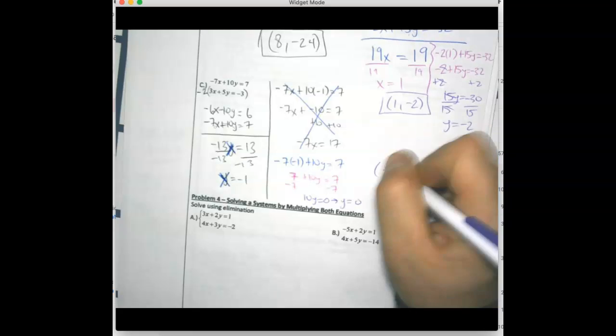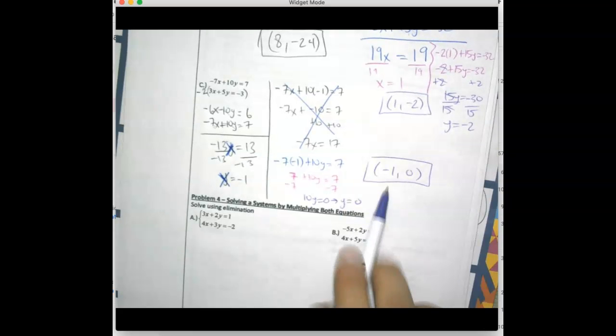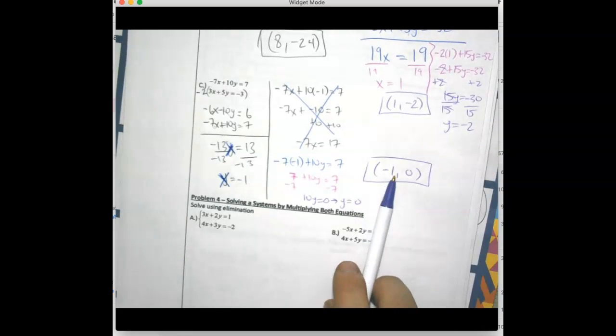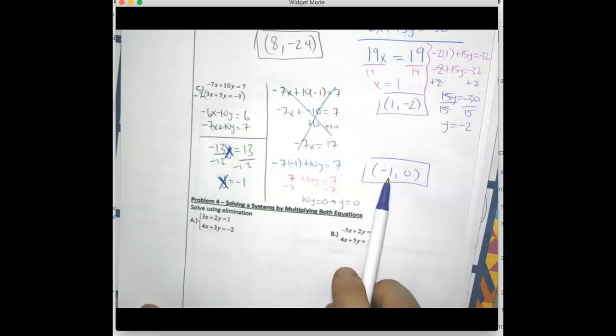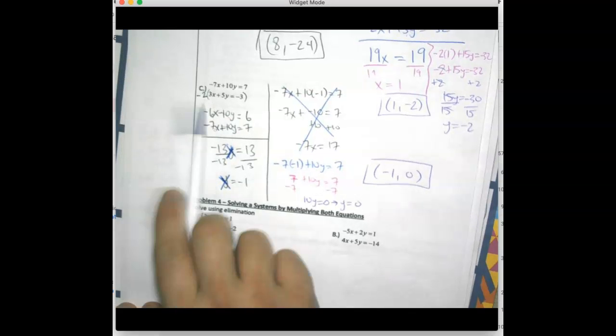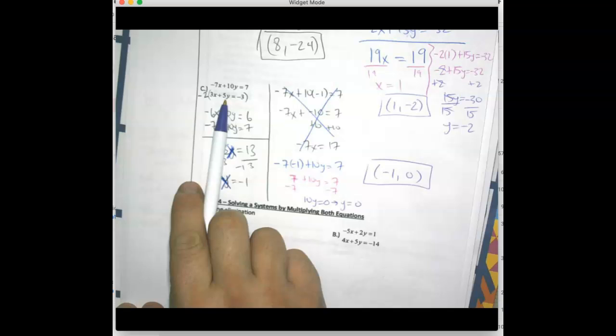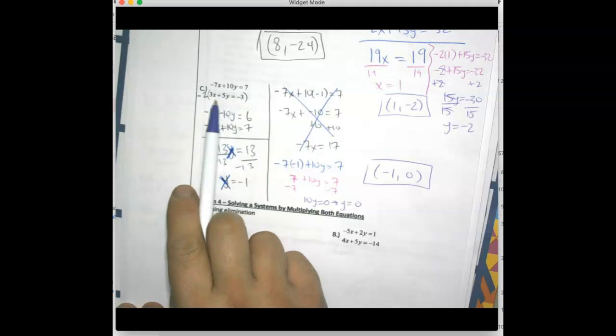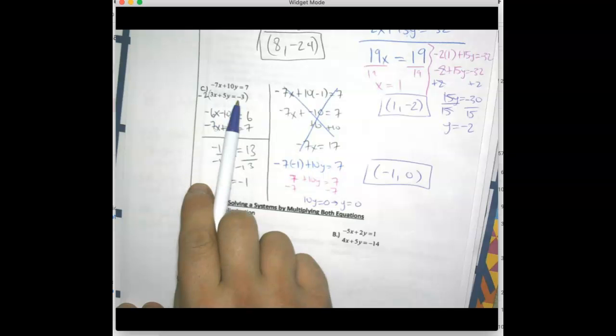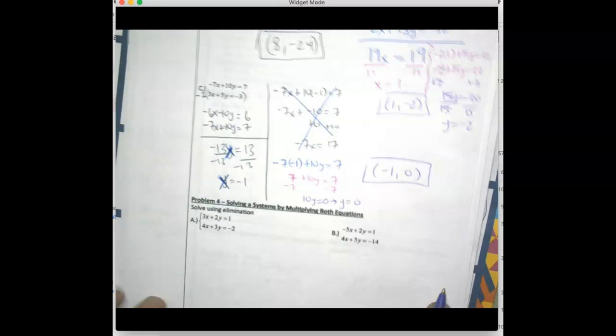X comma y. And as usual, you don't have to use mental math here. You could just write it out. But mental math could save you a few seconds. So plug in negative 1 for x, 0 for y. Negative 3 times negative 1 is negative 3. 5 times 0 is 0. Negative 3 plus 0 is negative 3, so it checks out to be correct.